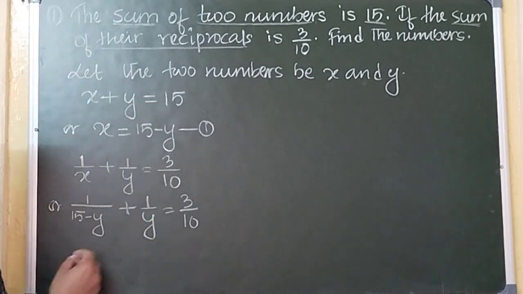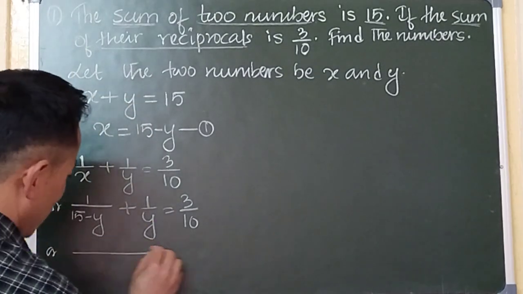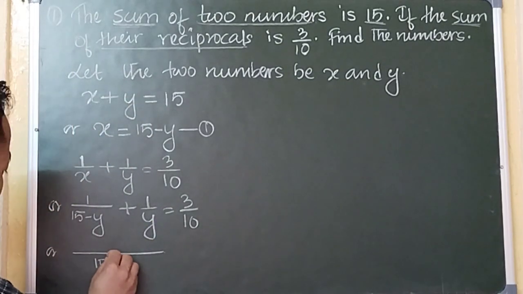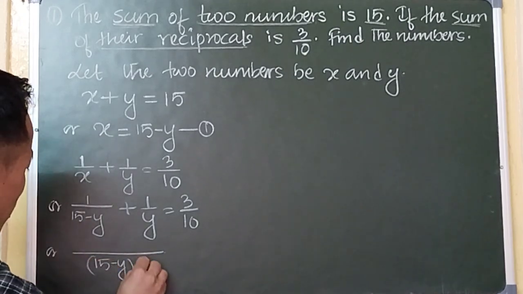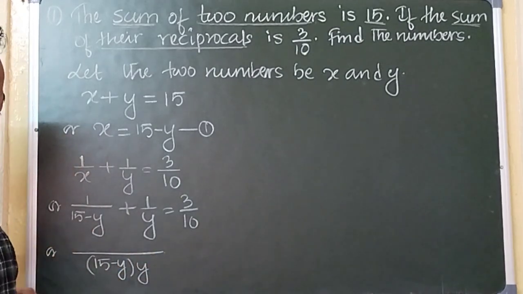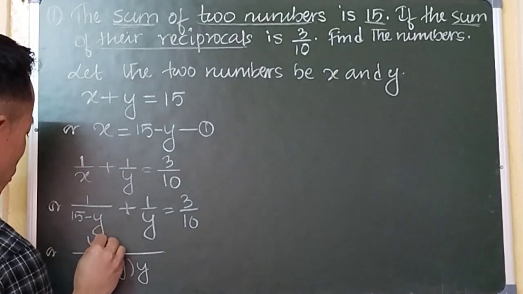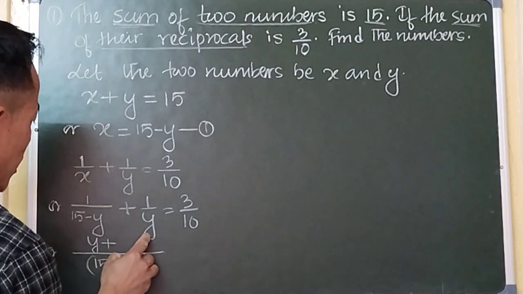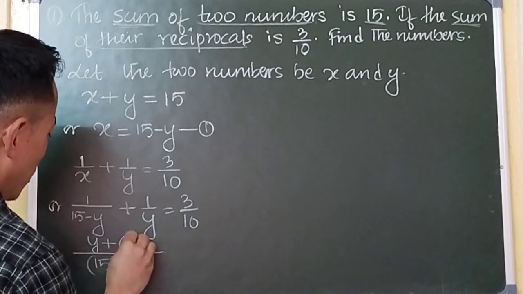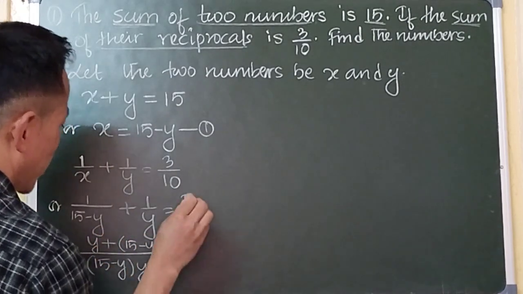Alright. Now let's simplify this. If you take the LCM here, this will become (15 minus y) times y. Here we have 15 minus y, so we need to multiply with this y. Plus we already have y, so it will be 15 minus y here, just taking the LCM.